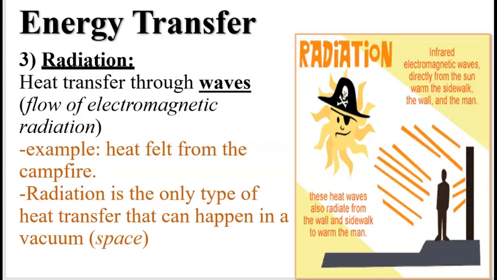It is the only type of heat transfer that can happen in a vacuum, like in space, and that's how our sun is able to warm up the Earth. The sun's rays radiate through and we can still feel them. Okay, so infrared electromagnetic waves directly from the sun, for example, will hit the sidewalk, the wall, and the person who is standing there.